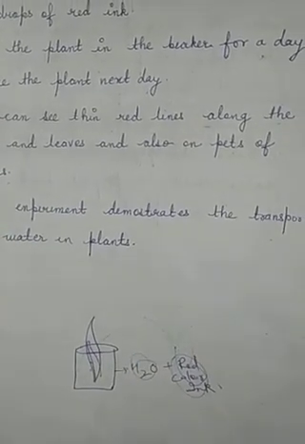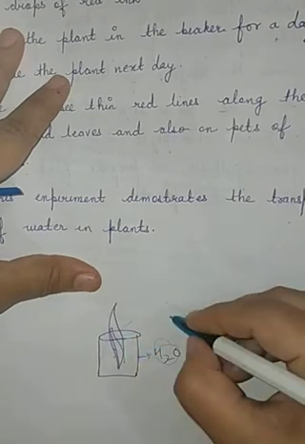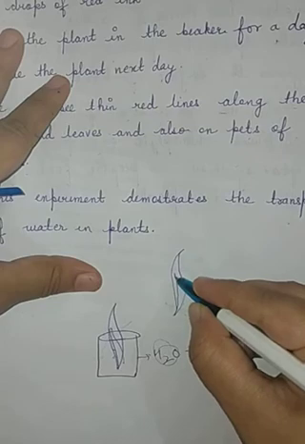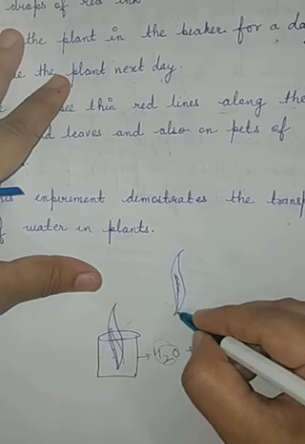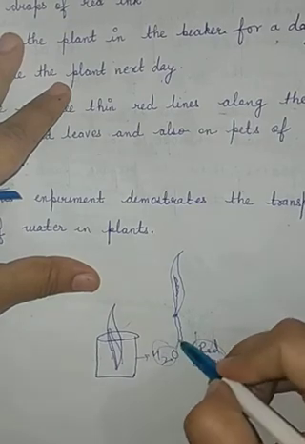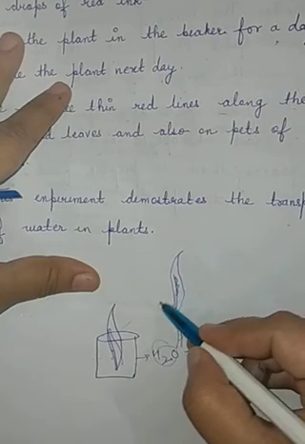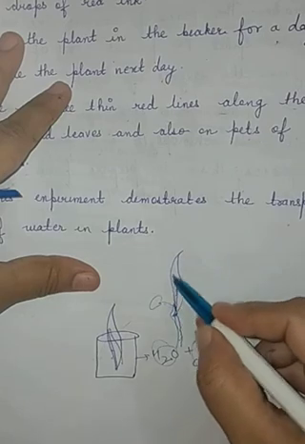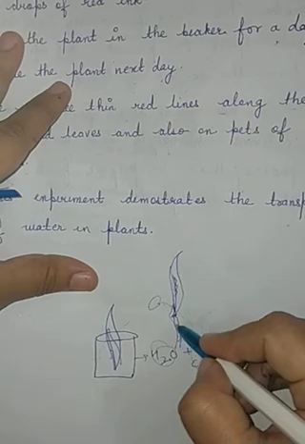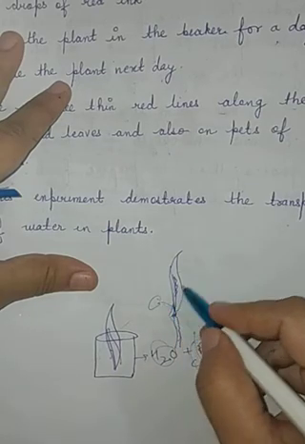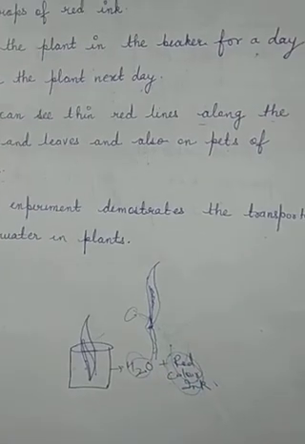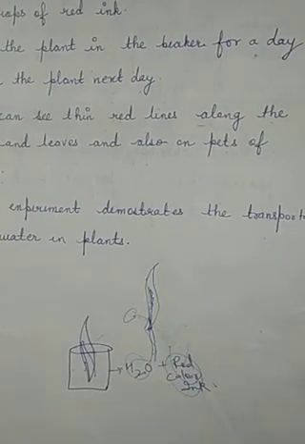If you keep it out after one day, you will see that on the surface of the leaf there is red color, and on the stem also there is a little red color, which means this water is transported to different parts like the stem and leaves. The water is red in color, that is why the leaves, stems and flowers become a little bit red due to the transportation of water in different parts of the plant.